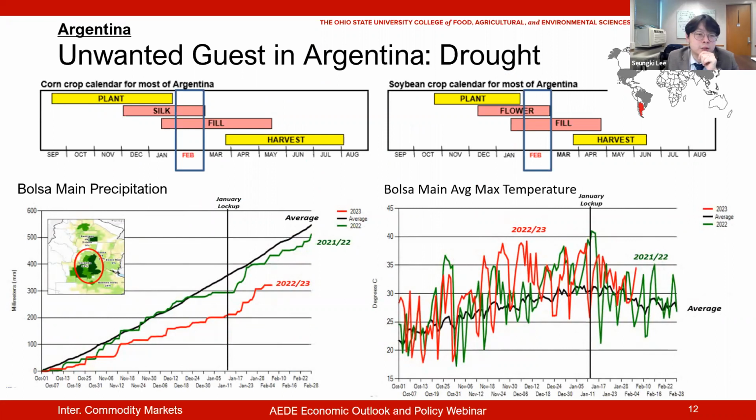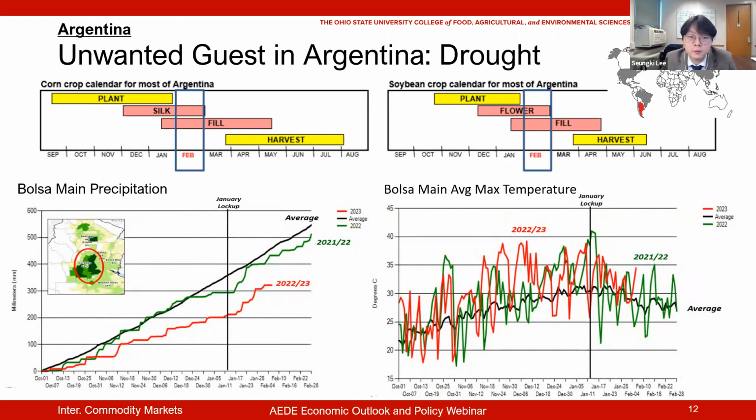So this is the drought situation. February is a very critical season for Argentina farmers because crop development mainly happens during this time. And as you can see, in the bottom left figure, this is the Bolsa Main, the major crop producing region in Argentina, and its precipitation rates. Last year they had a little bit of a drought issue. Compared to the average, the green line, precipitation in Argentina last year was slightly lower. And this year is significantly lower than that. So we can see this is really a big challenge to Argentina farmers.